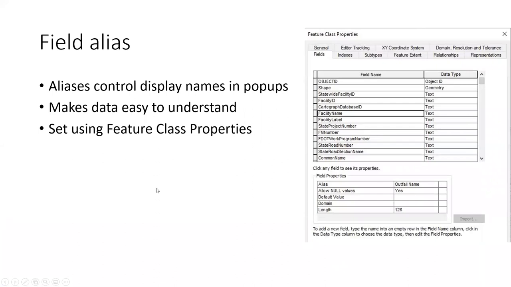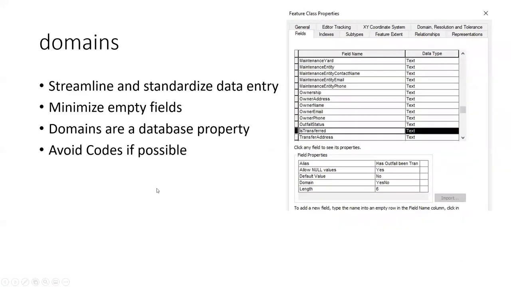So let's see. Next one, database domains. So domains are handy. A lot of people like to use them, but there are some important things to consider when you're wanting to use a domain. So for instance, in my example here, I have a field that says is transferred, and it's meant to be a yes, no field, right?